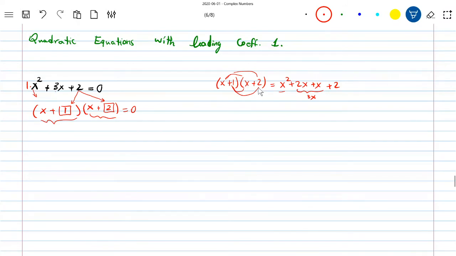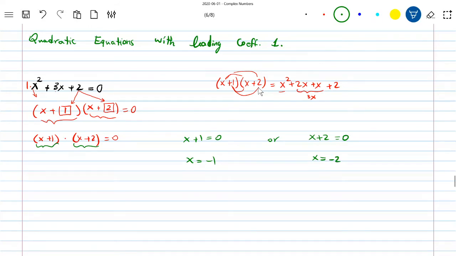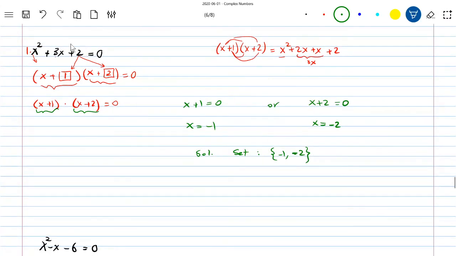If you can factor a quadratic equation, then it's easy to solve. I have (x plus 1) times (x plus 2) equals 0. What are the solutions? Either this is 0 or the other one is 0. So either x plus 1 is 0 or x plus 2 equals 0. For x plus 1 equal to 0, subtract 1 from both sides, so negative 1. For x plus 2 equal to 0, subtract 2, you get negative 2. So the solution set is negative 1 and negative 2. You can check the numbers as well. They're both going to satisfy the equation.